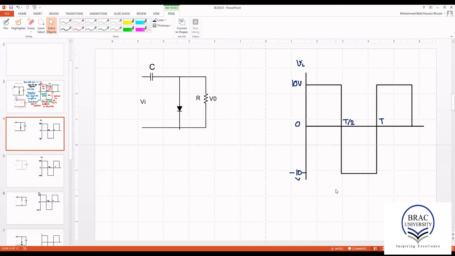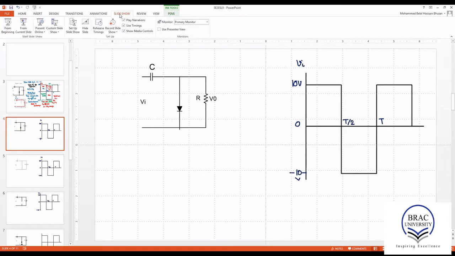Welcome back, everyone. In the previous unit, we learned what is the value of capacitor we need to select in order to obtain a clamper network. So we found out we have to select the value of capacitor such that the voltage across the capacitor doesn't change significantly during the interval when the diode is off.